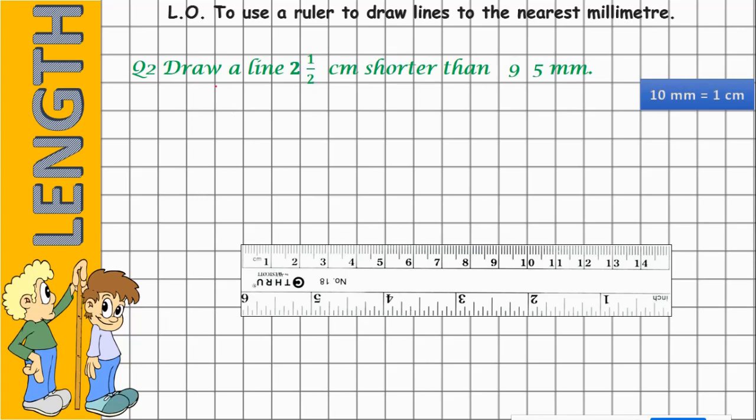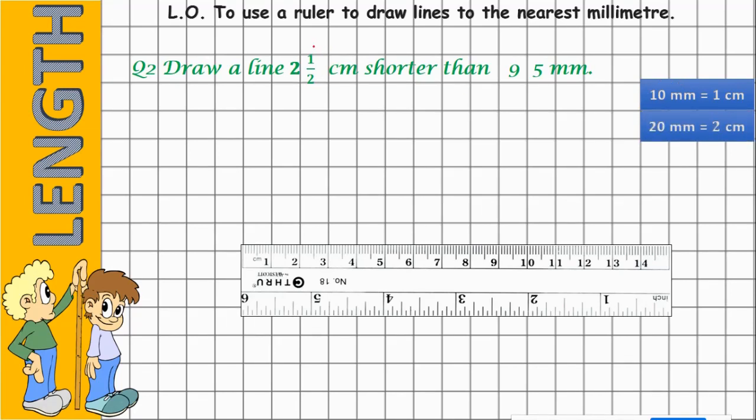Alright, the second question is: draw a line 2.5 centimeters shorter than 95 millimeters. Now, if you read carefully, it is centimeters over here and not millimeters. Alright? We know 1 centimeter is 10 millimeters. So how much would be 2 centimeters? Correct. So 2 centimeters would be 20 millimeters.